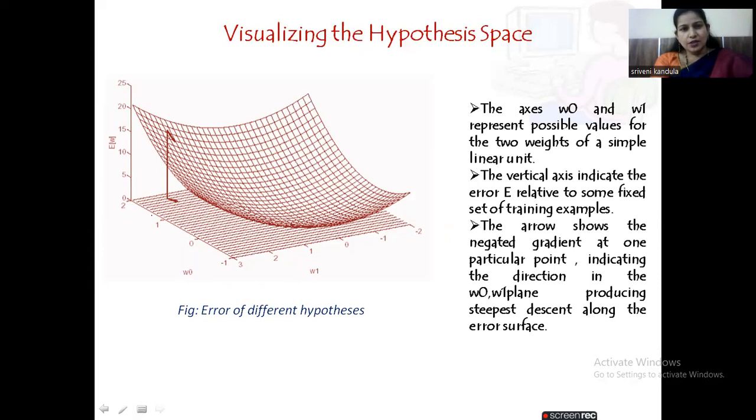Okay. So in the earlier session, we have seen a simple parabola. Here we have taken multiple weights, so multiple parabolas we are obtaining. And along that, we are measuring the output also. Okay.